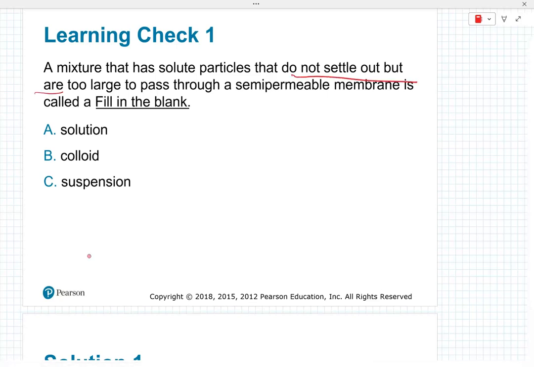Solute particles do not settle, but are too large to pass through a membrane. What do we call it? A colloid. Yes.